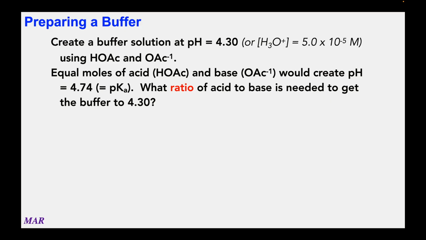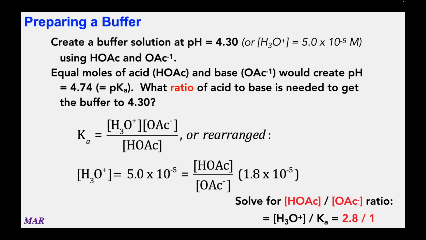So it would be nice to know the ratio of acid to base needed to get the buffer to 4.30. So again, that's where pH and pKa would be the same if the acid and base ratio were the same. The base 10 log of 1 equals 0. So pH equals pKa if the acid and base concentration is the same. But we don't want that to be the case. We want a more acidic pH. So it's not too hard to figure this out. And there's different ways to do it.